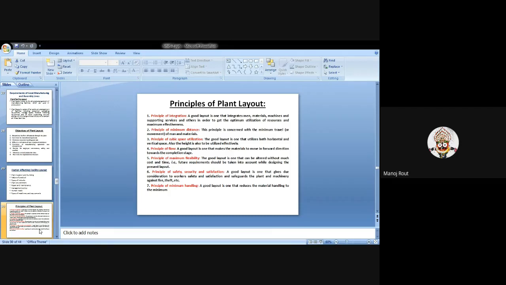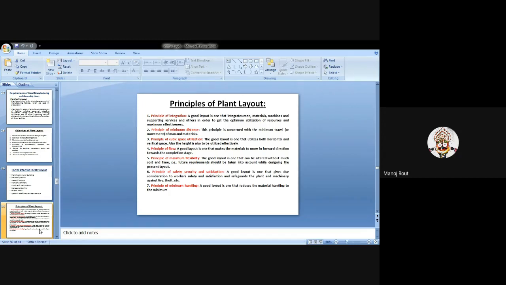These are the principles of plant layout. The first principle is the principle of integration. A good layout is one that integrates the main material, machines, supporting services and others in order to get the optimum utilization of resources and maximum effectiveness. The next principle is the principle of minimum distance. This principle is concerned with minimum travel or movement of men or materials.